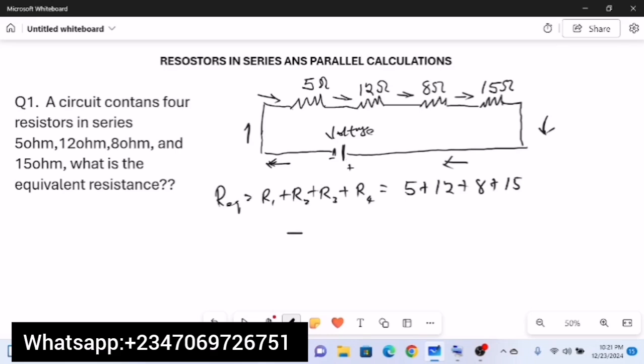So this simply implies that for this very first question, the equivalent resistance R equivalent is going to be equal to 5 plus 12, that's 17, plus 8, that's 25, plus 15, that's 40 ohms. So the equivalent resistance is actually 40 ohms. So that's it for the first question. Now let's get into the second question.